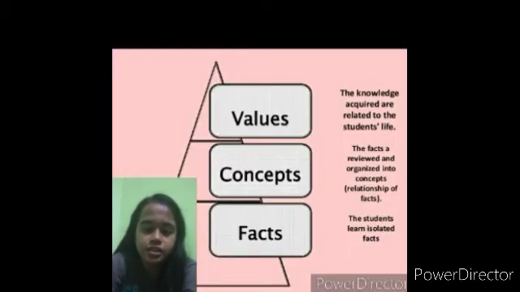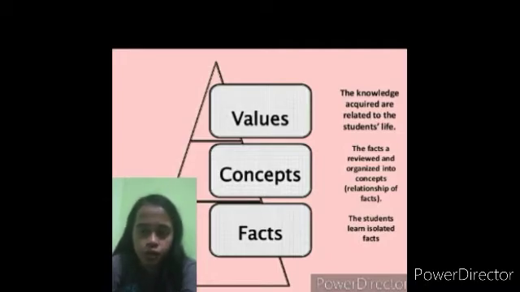As you can see on this slide, the three levels of strategy are facts, concept, and values. First, in facts, the students learn isolated facts. Next is the concept, where the facts are reviewed and organized into concepts, or the relationship of the facts. And then the values, where the knowledge acquired is related to the students' lives.